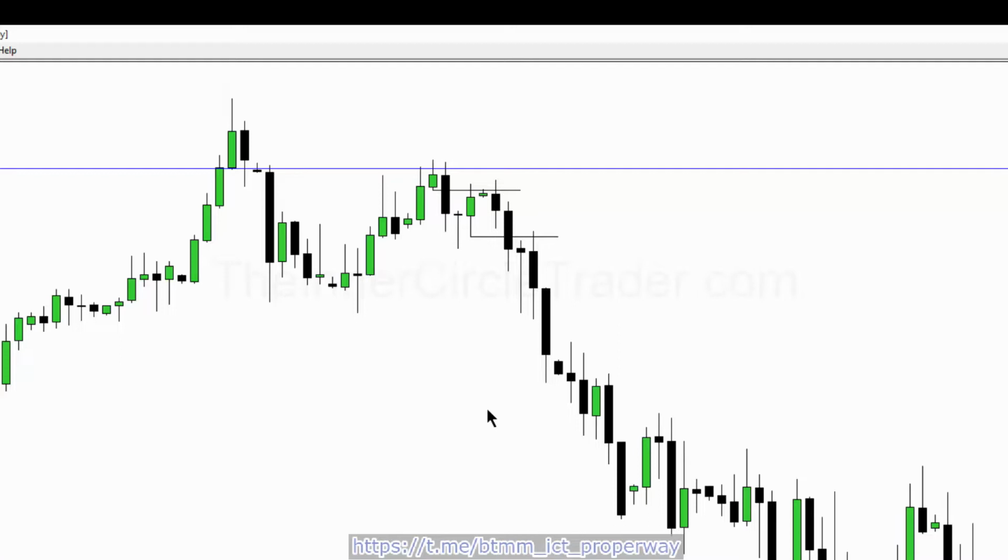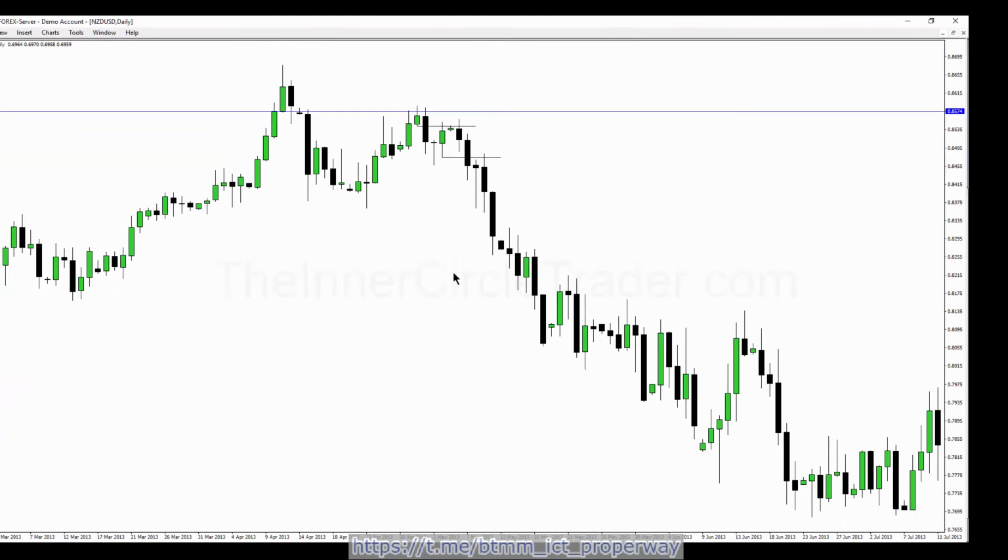That's why I gave you the name, the propulsion candle, because it propels price quickly and suddenly, and it gives you immediate feedback. Very little drawdown, immediate price responsiveness. That's exactly what we're looking for as short-term traders.